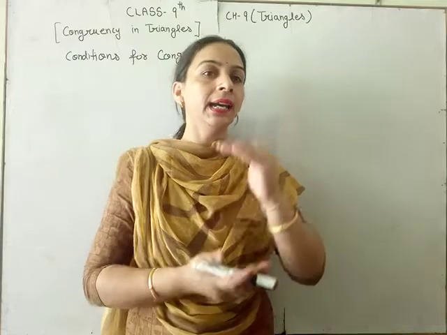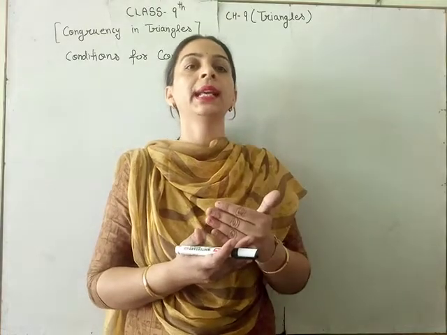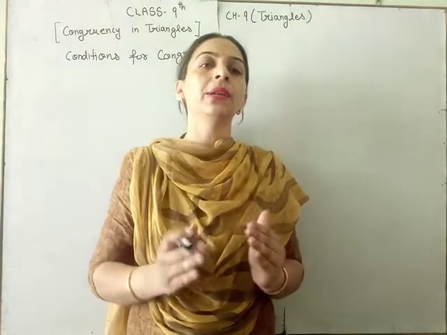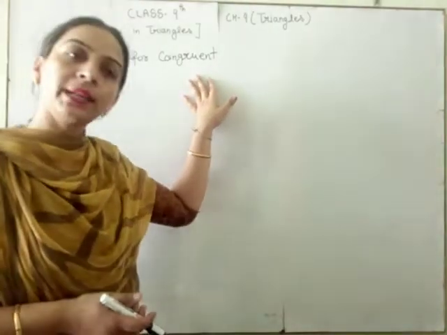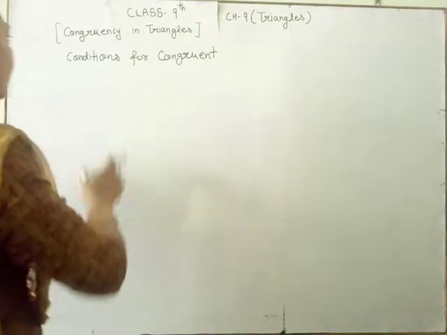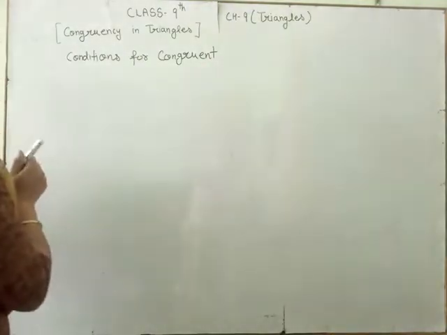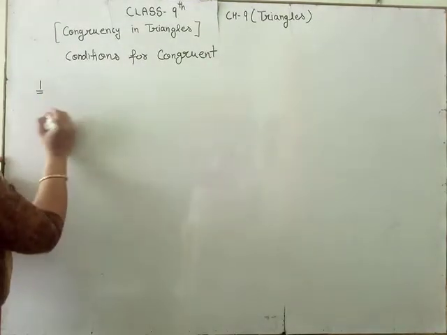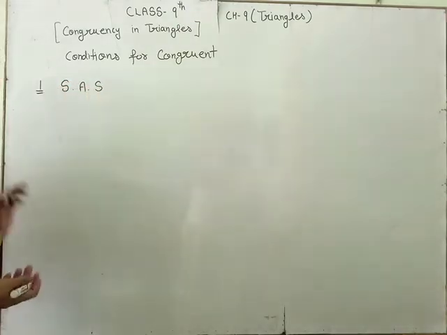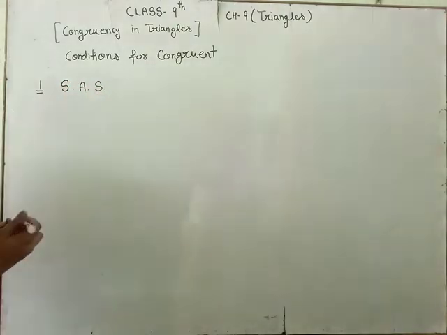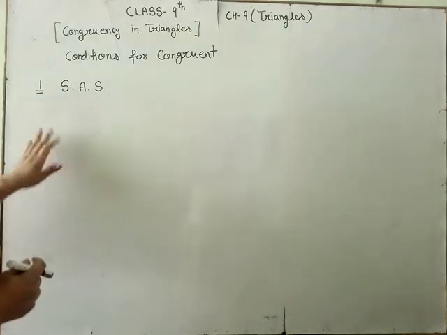That means if we place one triangle over the other triangle, it covers it completely. Okay, this is congruent. Now for the conditions for congruence, the first condition is SAS. What is the meaning of SAS? Side angle side.